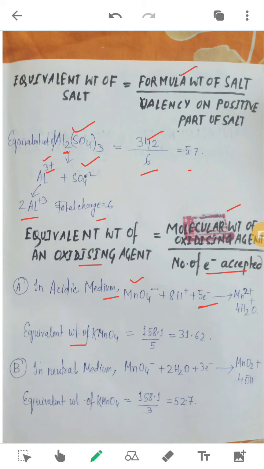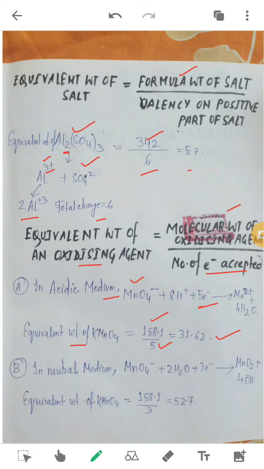5 electrons. Oxidizing agents will always accept electrons because they themselves get reduced; they oxidize others. Accepting electrons means reduction. So here the molecular weight is 158.1 divided by 5, the number of electrons accepted, as we can see in the reaction. So you get 31.62. See, this balancing and all you have in class 11th.